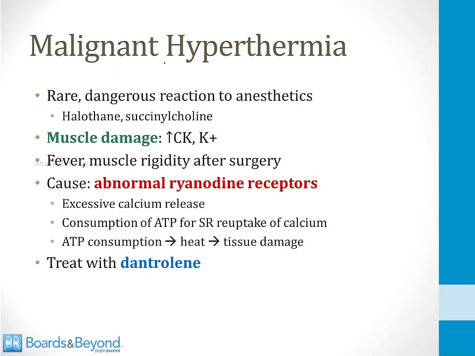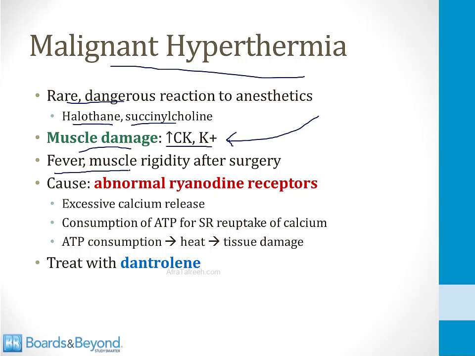There's a very high yield clinical tie-in of all this muscle physiology, and that is malignant hyperthermia. This is a rare, dangerous reaction to anesthetics, especially halothane and succinylcholine. It's caused by muscle damage where muscles spill creatine kinase and potassium into the serum, so you can detect high levels of CK and hyperkalemia in patients with malignant hyperthermia. They present with fever and muscle rigidity after surgery where they were exposed to one of these agents.